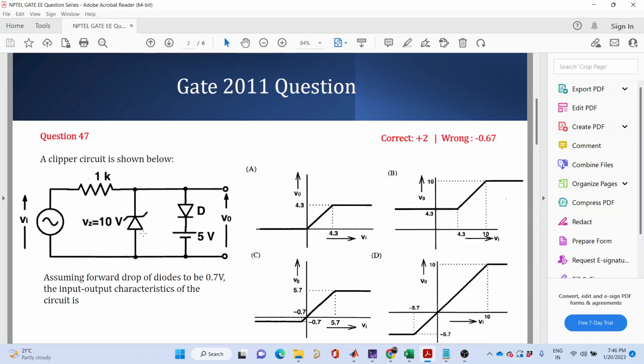So the main thing that I wanted to convey is when the Zener diode is forward biased, then it is acting like a simple signal diode having a forward voltage drop of 0.7. When it is reverse biased, but it has not yet reached the breakdown voltage, that is 10 volt, then it is acting as a simple reverse biased signal diode.